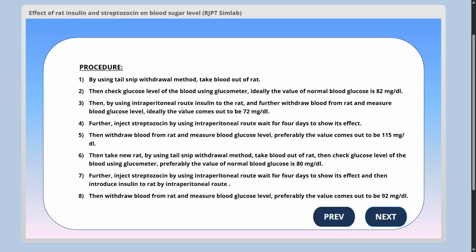So by the intraperitoneal route, we are administering insulin to the rat with the help of a syringe, and then again we will withdraw the blood from the rat and check the blood glucose level. The blood glucose level should then come around 72. Then further inject streptozotocin by using the intraperitoneal route and wait for 4 days to show its effect.